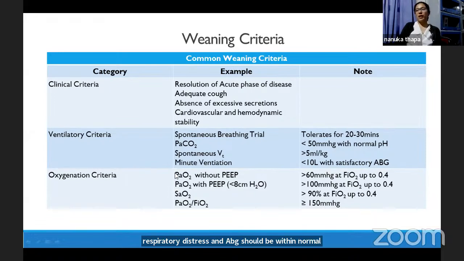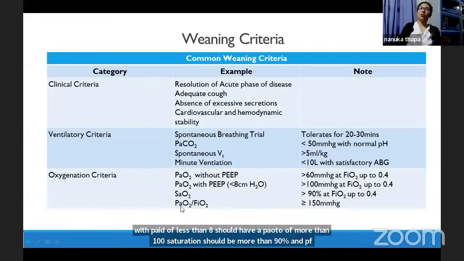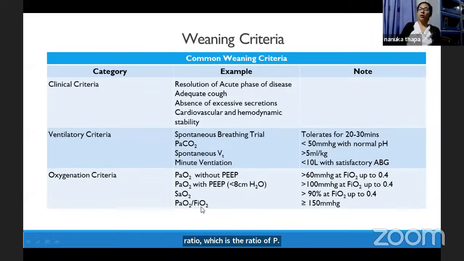The oxygenation criteria will address all the ABG findings. The patient should have an arterial oxygen tension without PEEP of around 60 with an FiO2 of 0.4. A patient with PEEP of less than 8 should have a PaO2 of more than 100. Saturation should be more than 90%, and the PF ratio, which is the ratio of arterial oxygen tension to the fraction of inspired oxygen, should be more than 150.